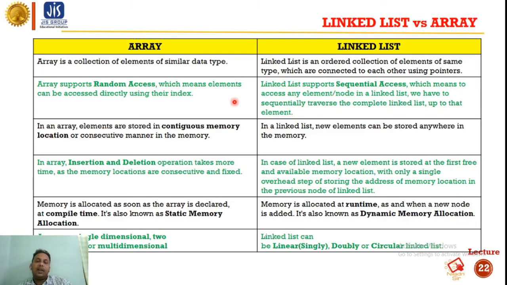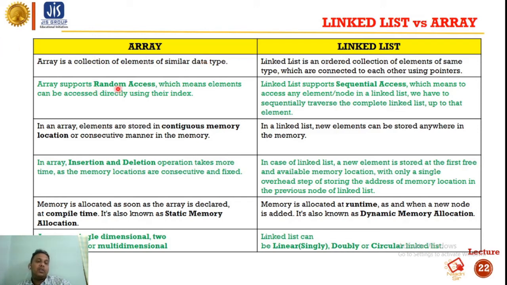Now come to the difference between linked list and array. So what are the differences between array and linked list? Basically, an array is a collection of elements of similar data types, but a linked list is an ordered collection of elements of the same type which are connected to each other. In a linked list there is a provision of connection between all the nodes.